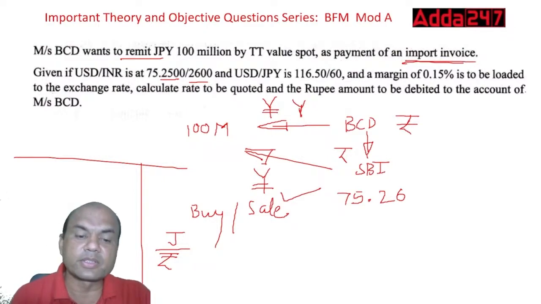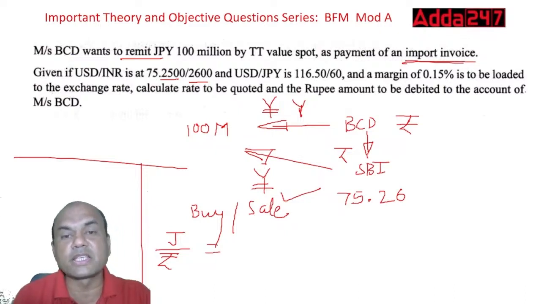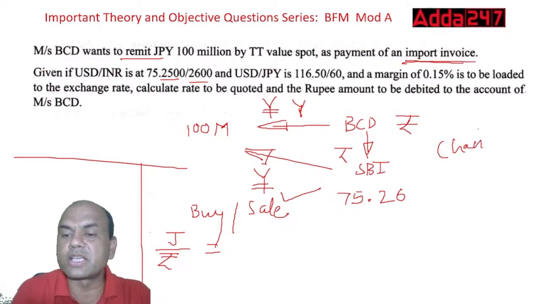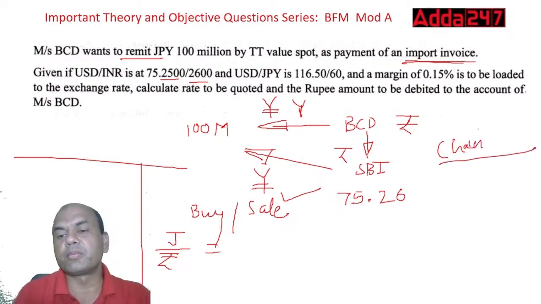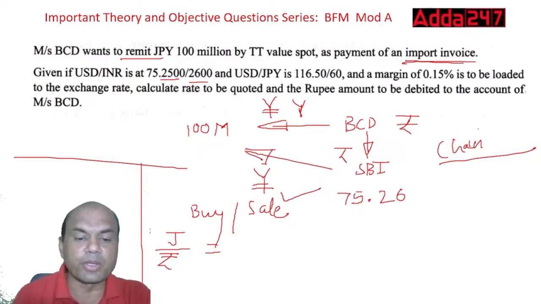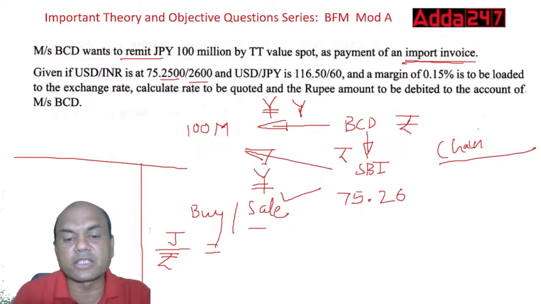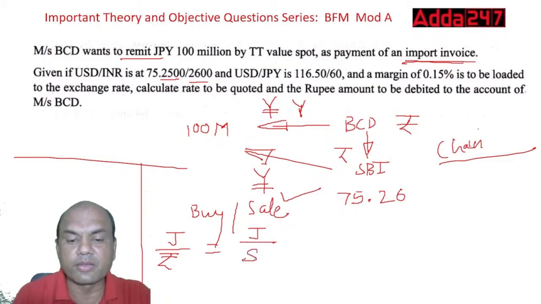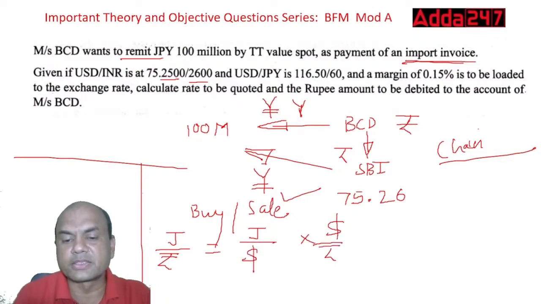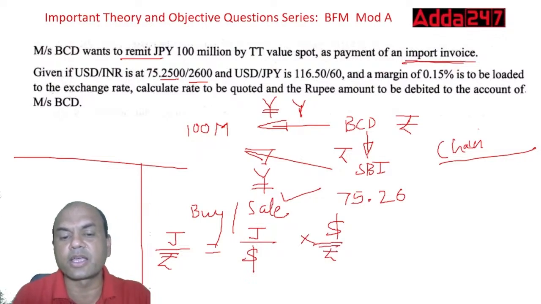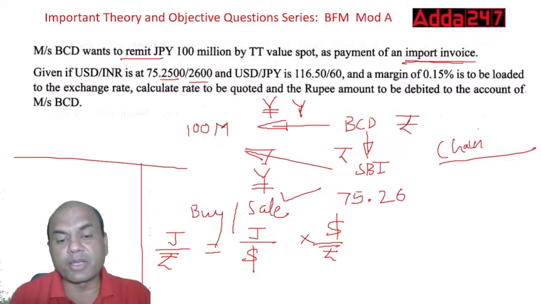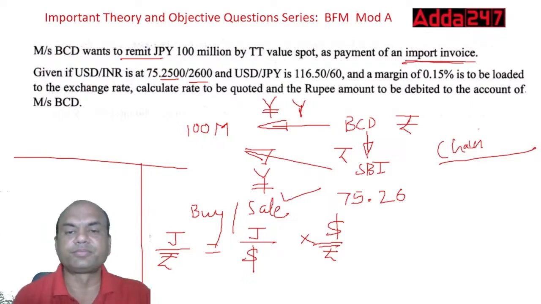So how will I do it? JPY to rupees, I will be using the chain rule now. Everyone remembers the chain rule, you had it in your JIB also. You remember this chain rule? Chain rule means, here I want JPY to rupee, so I'll bring in a currency in between: JPY to dollar into dollar to rupee. See this, dollar can get cancelled. So again it becomes JPY to rupee, same, right? So here I am bringing in dollar in between.